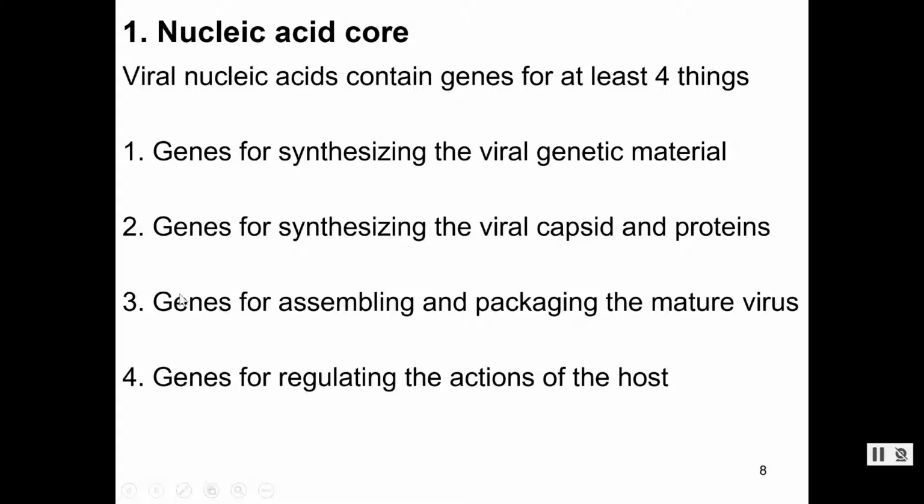Okay, so what do these genes contain, either DNA or RNA? We've got to include some instructions for making the virus genetic material. So we've got to include some instructions on how to copy the virus genetic material, to synthesize it. So that's one thing it has to have. We need to have some instructions on how to make the capsid and the capsomeres, the proteins that make up the capsid. The host cell is not going to know how to make a virus, so we're going to need some instructions on how to do that.